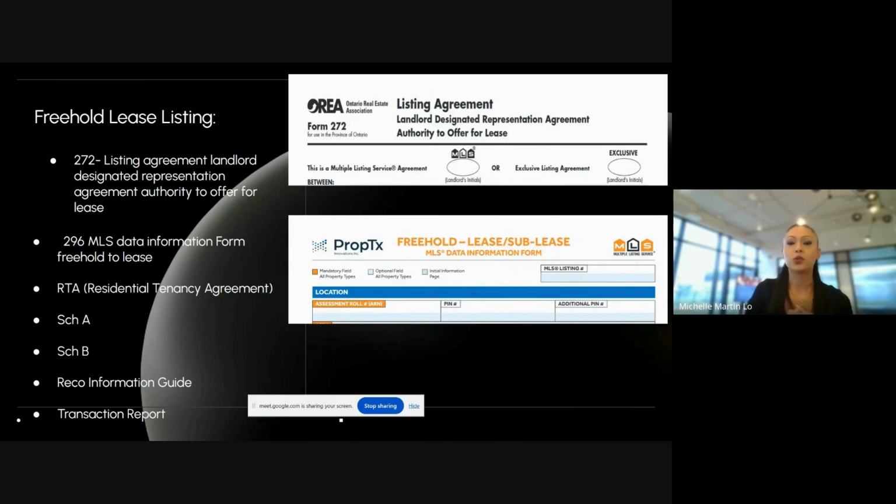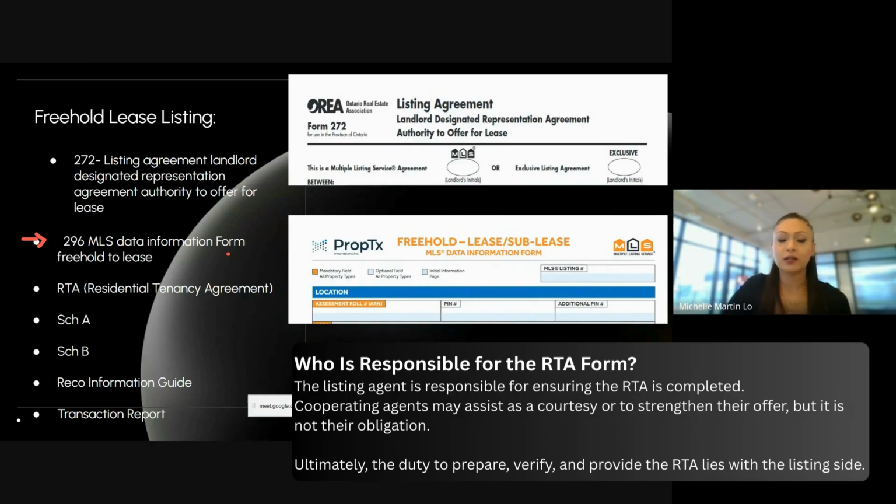Okay, so Form 272, which is your listing agreement, landlord designated representation agreement, authority to offer for lease. The next form required is your 296, which is your MLS data information form, specifically for freehold to lease. Your RTA, which stands for your residential tenancy agreement, your Schedule A, your Schedule B, your RECO information guide, and your transaction report.